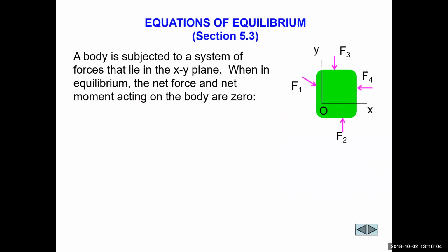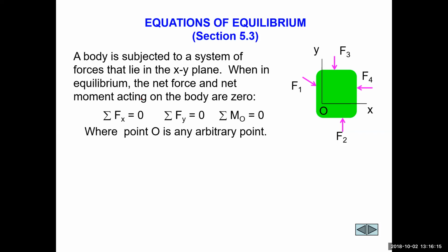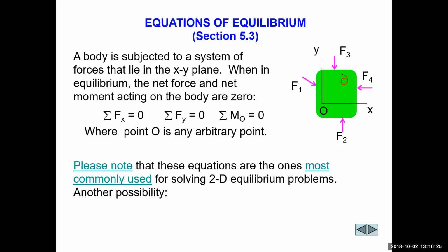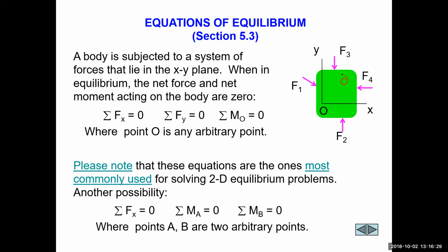So a body subject to forces in equilibrium, the net force and the net moment have to be 0. So the sum of all the forces in x and y and the sum of all the moments about O, or any point, O could be anywhere, have to equal 0. And these are the most commonly used, but not always the best. Sometimes it's easier to do the sum of moments at 2 different points, as we'll see either this week or next.